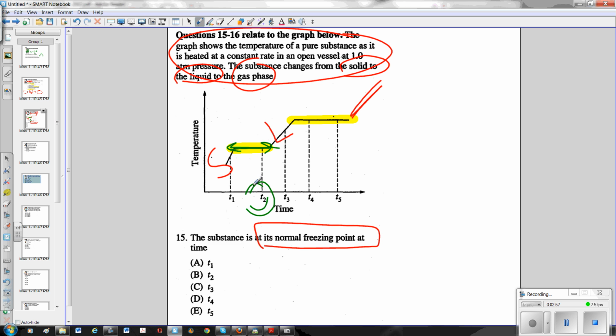So the correct answer is T2, because the first plateau is either freezing or melting depending on which direction you're going. If you're going to the right, it's melting. If you were going to the left, it would be freezing. The second plateau represents when you have a liquid going to a gas phase change.